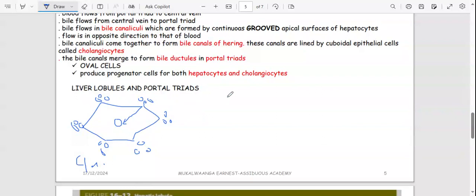The next one we're going to look at is the hepatic acinus. Very important: after I've put these, don't forget your portal triads. Portal triads feature at every corner of your lobule. At every corner of your lobule, these portal triads have to feature.